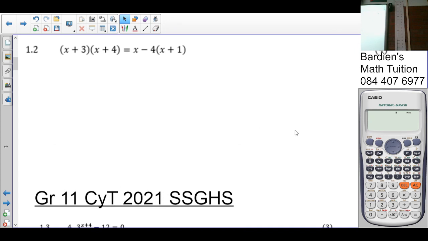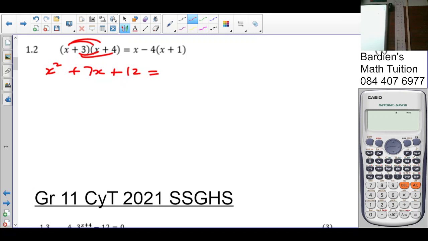The first thing is, we need to get it in standard form. How do we do that? By multiplying it out. So x times x is x squared, x times 4 is 4x, 3 times x is 3x, you add it and get 7x, 3 times 4 is 12. Get rid of the brackets on the other side: x minus 4x minus 4. Leave it on one side since it's quadratic: x squared, 7x minus x is 6x, and 6x plus 4x is 10x. Then 12 plus 4 gives you 16.